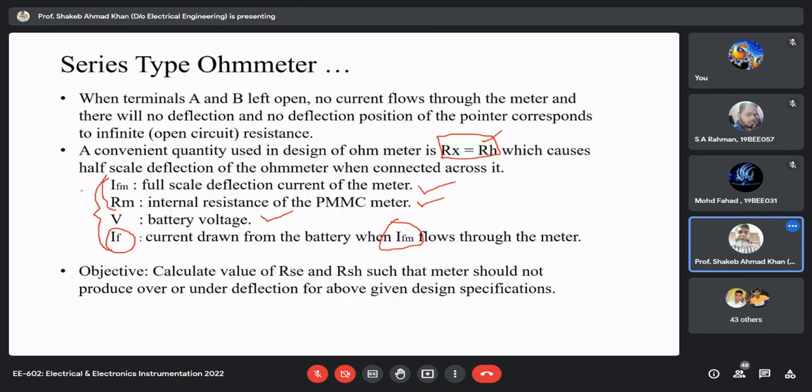So these are the design specification parameters that will be known. Only then will you be able to design. Our objective in design of series type ohmmeter is to calculate the values of RSC and RSS such that the meter should not produce over deflection or under deflection for our given design specification, under the maximum current condition.